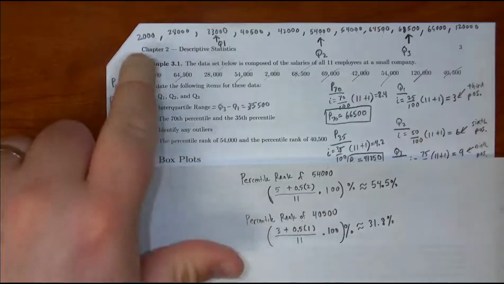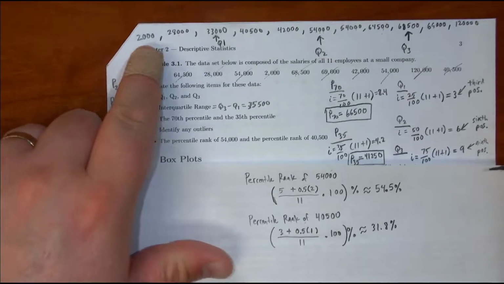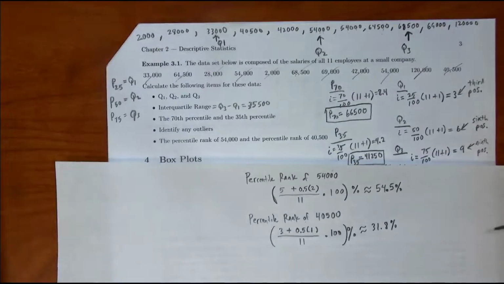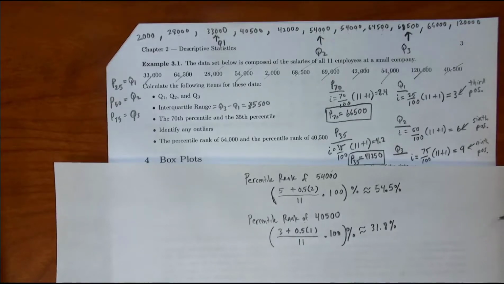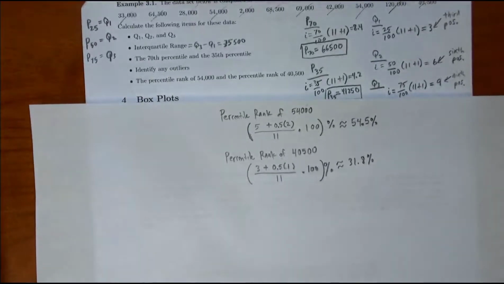Also, looking over here, 2,000 is way lower than the rest. I would say 2,000 is also an outlier. We'll talk a little more specifically about outliers soon, but remember, an outlier is just an observation that's unlike the rest. It's really high or it's really low. Not necessarily a cause for concern, but could be.